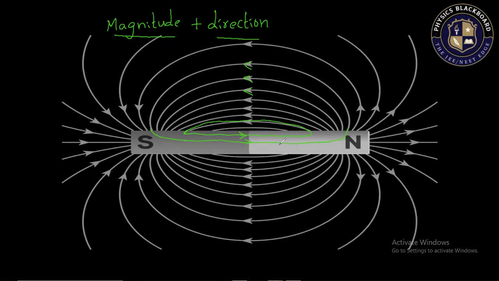Likewise. So outside the magnet, the direction of magnetic lines is from north to south, whereas inside the magnet, the direction of these magnetic lines is from south to north.